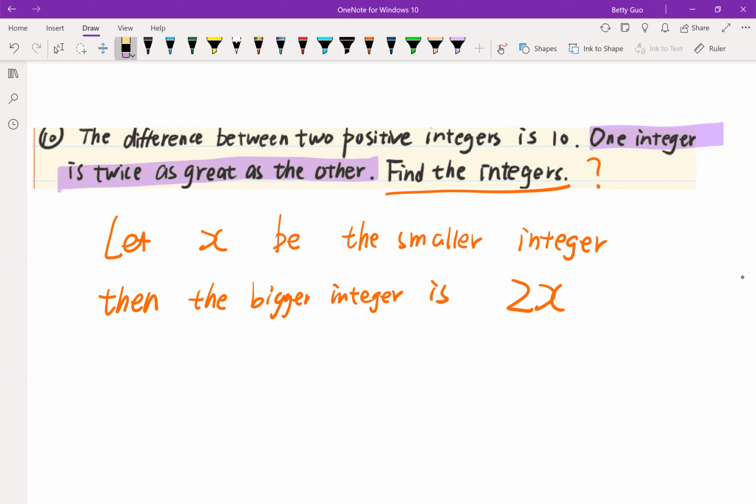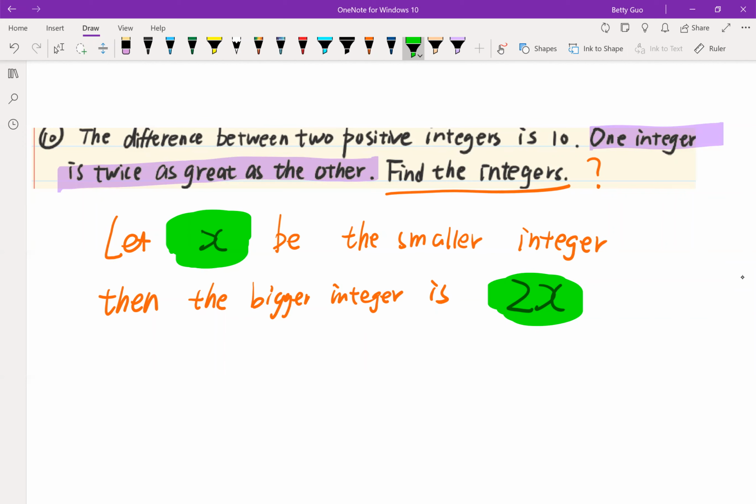One integer is twice as great as the other. Let x be the smaller integer, then the bigger integer is twice of it, so it's 2x. The two integers right now are x and 2x. We need to find the value for x in order to know what the two integers are. How do we find the value for x?